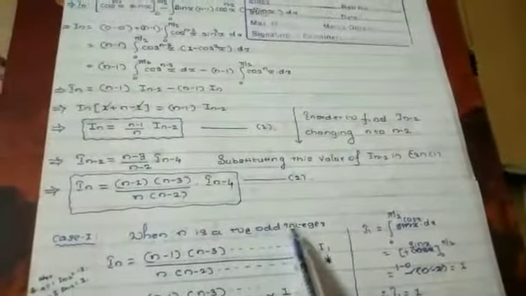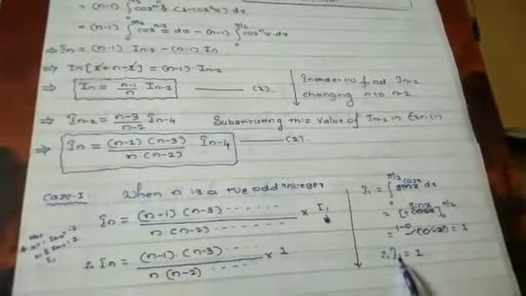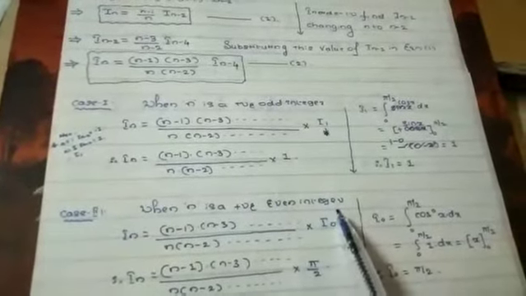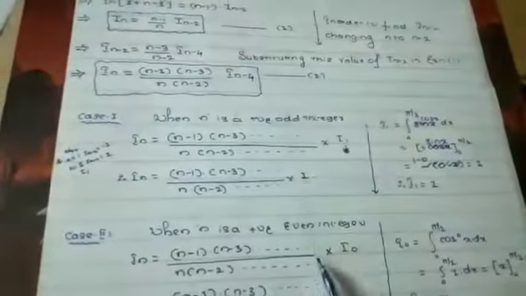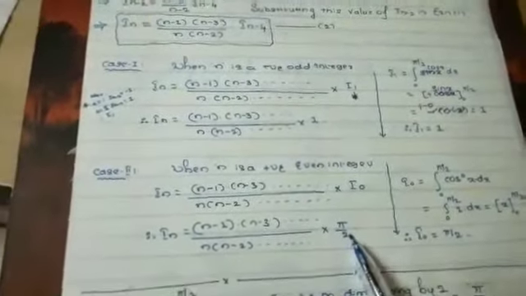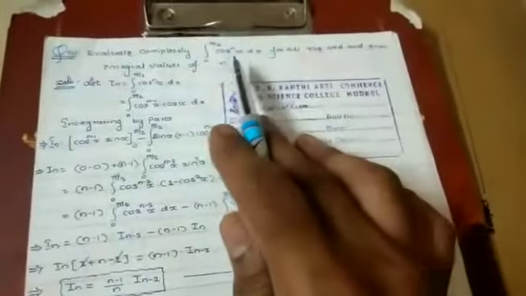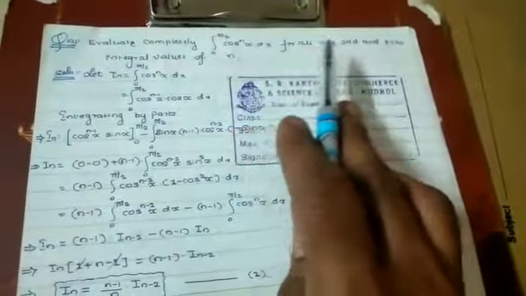For positive odd integer, again we will get that I1 value. I1 value means that is 1. Similarly, for even integer, 2 minus 2 becomes 0, I0 value we have calculated, that is pi by 2. Similar thing. There is no difference between sin raised to n x and cos raised to n x, from 0 to pi by 2, for all positive odd and even integral values of n.